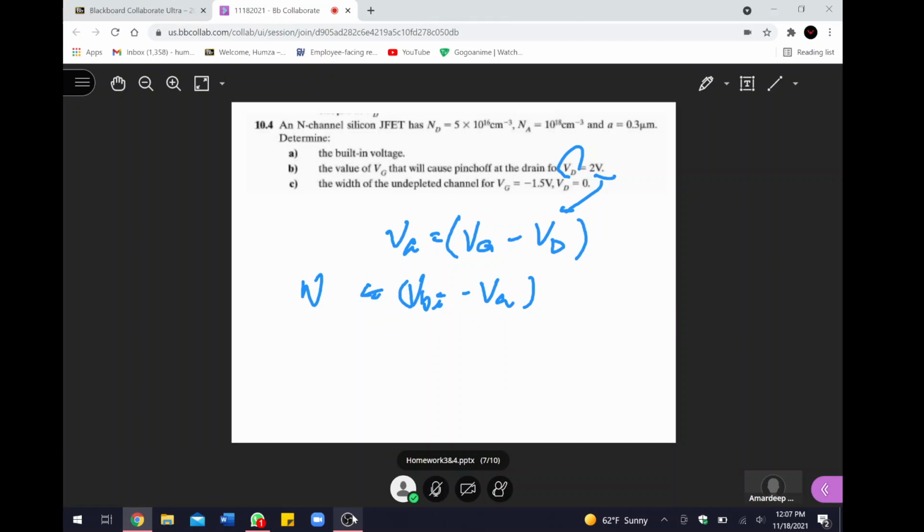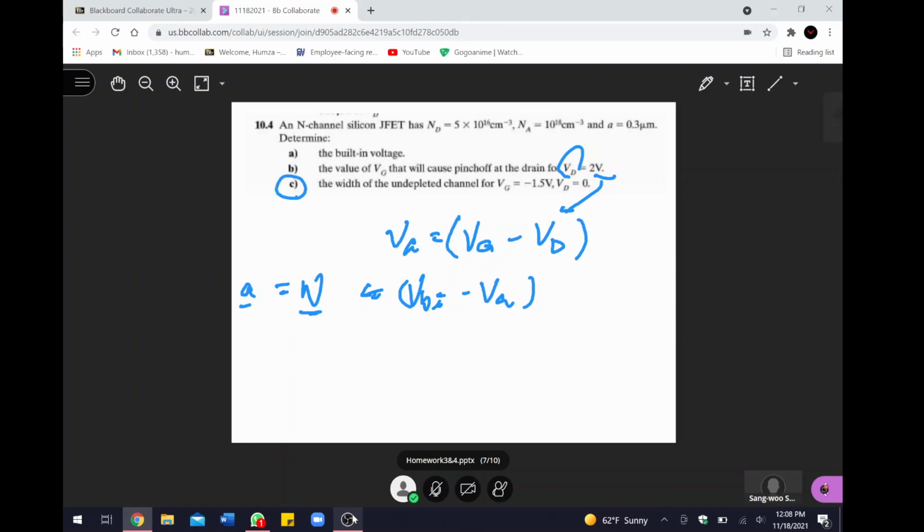Professor, I have a question. So VBI minus VA, is that equal to 0 at the pinch off? No. The pinch off is when the channel equals the W. That's the pinch off. Okay. Khalid put all the equations there, so thanks. Okay, so that's in here.